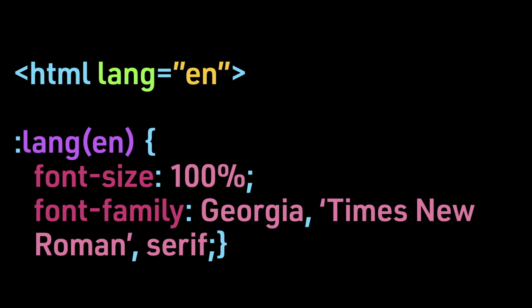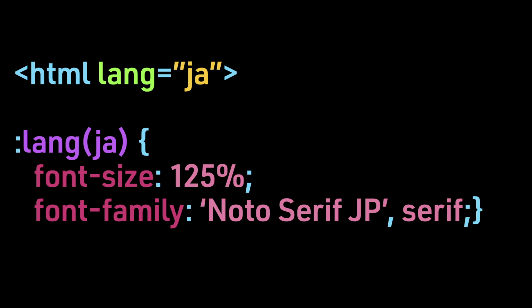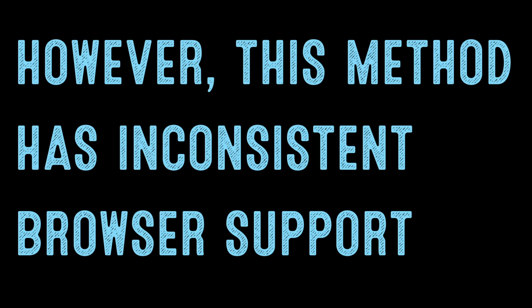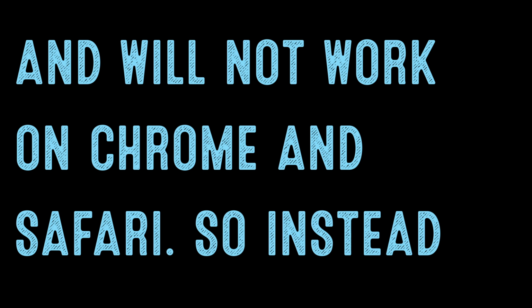HTML lang equals "en" in quotation marks, lang en in parentheses. Font size equals 100%, font family Georgia, Times New Roman, serif. HTML lang equals "ja" in quotation marks, lang ja in parentheses, font size 125%, font family Noto Serif JP, serif. However, this method has inconsistent browser support and will not work on Chrome and Safari.